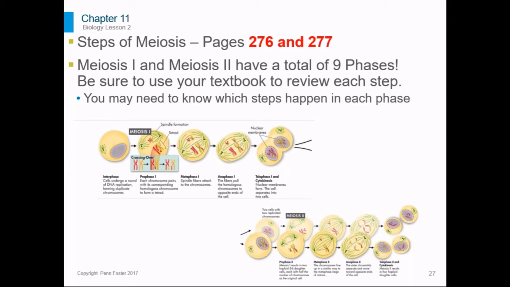Now that was just an overview, but there's a lot of steps and you do actually need to know them. Meiosis 1 and Meiosis 2 have a total of 9 phases. Be sure to use your textbook to review each step. You may need to know which step happens in which phases for an exam. So they are all described on pages 276 and 277. And we're going to go over all 9 of these phases right now.